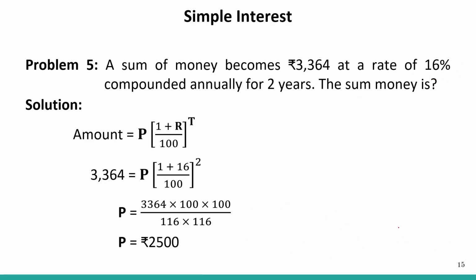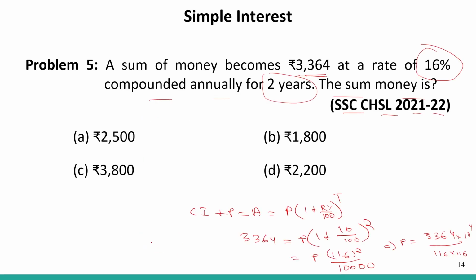Okay, so let's see the solution. The amount is equal to this much, so this formula is used here. What we are left with is nothing but 2500. So 2500 is the correct answer, and option A is correct. B, C and D are all wrong answers. This is a very easy question. Just by putting it into the formula, you can evaluate the answer, that is 2500, right?